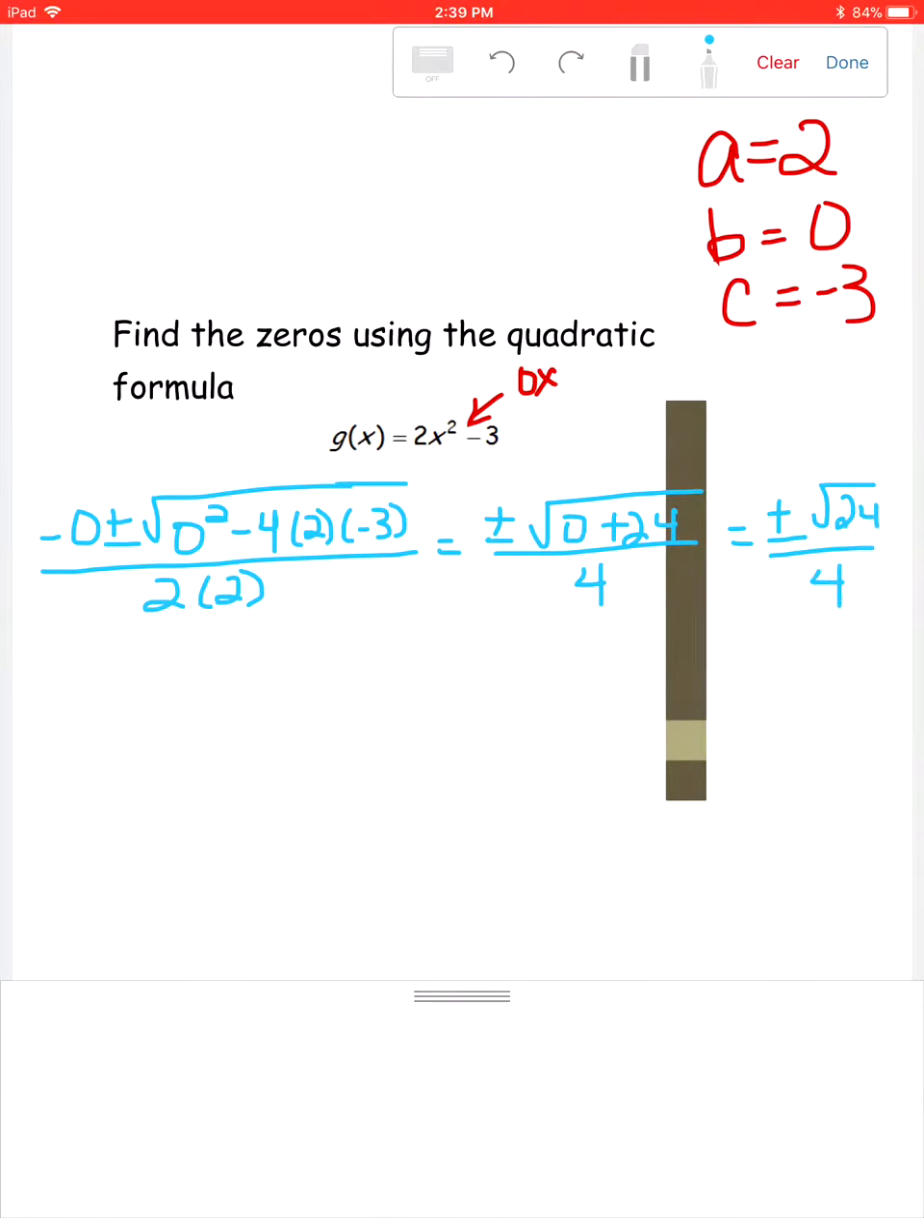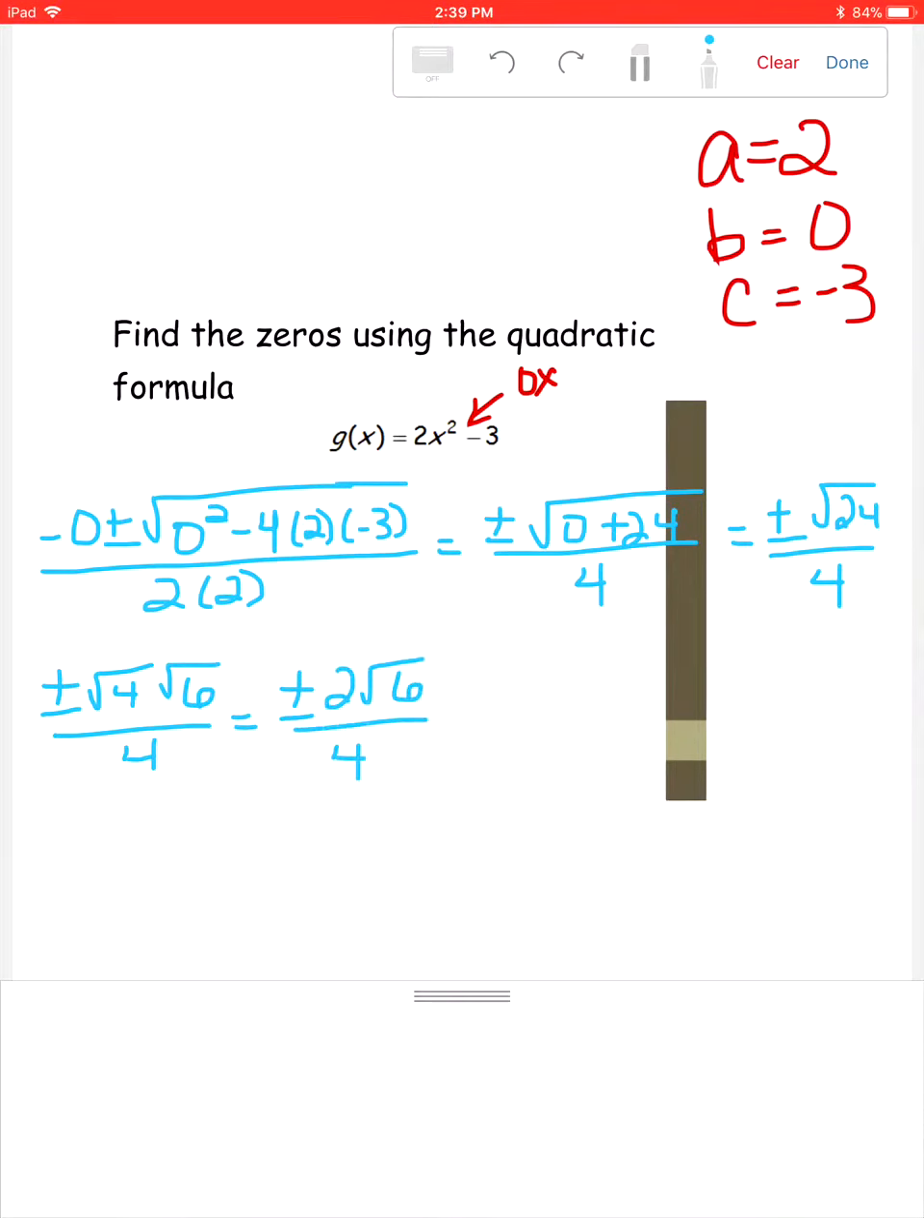But we're not going to leave it like that because we can simplify our radical. So the square root of 24 can be broken up to be the square root of 4 times the square root of 6. So I have plus or minus the square root of 4 times the square root of 6 over 4. Which the square root of 4 is 2, so I have plus or minus 2 radical 6 over 4.